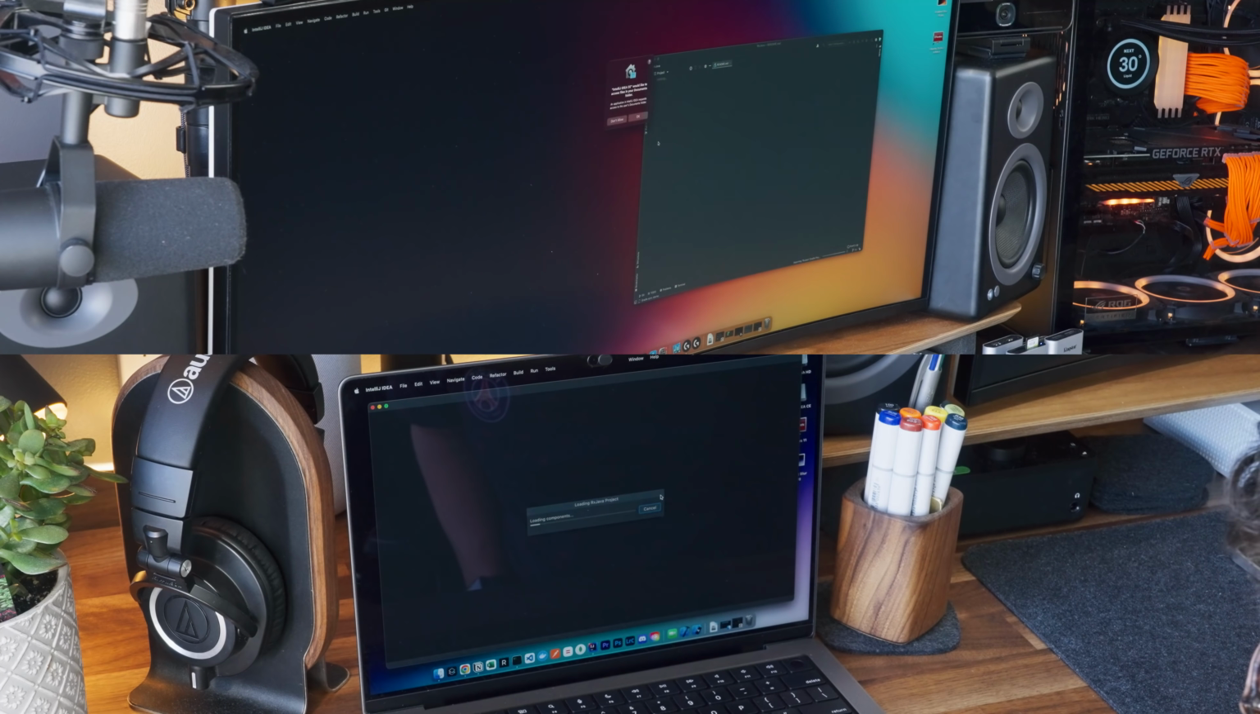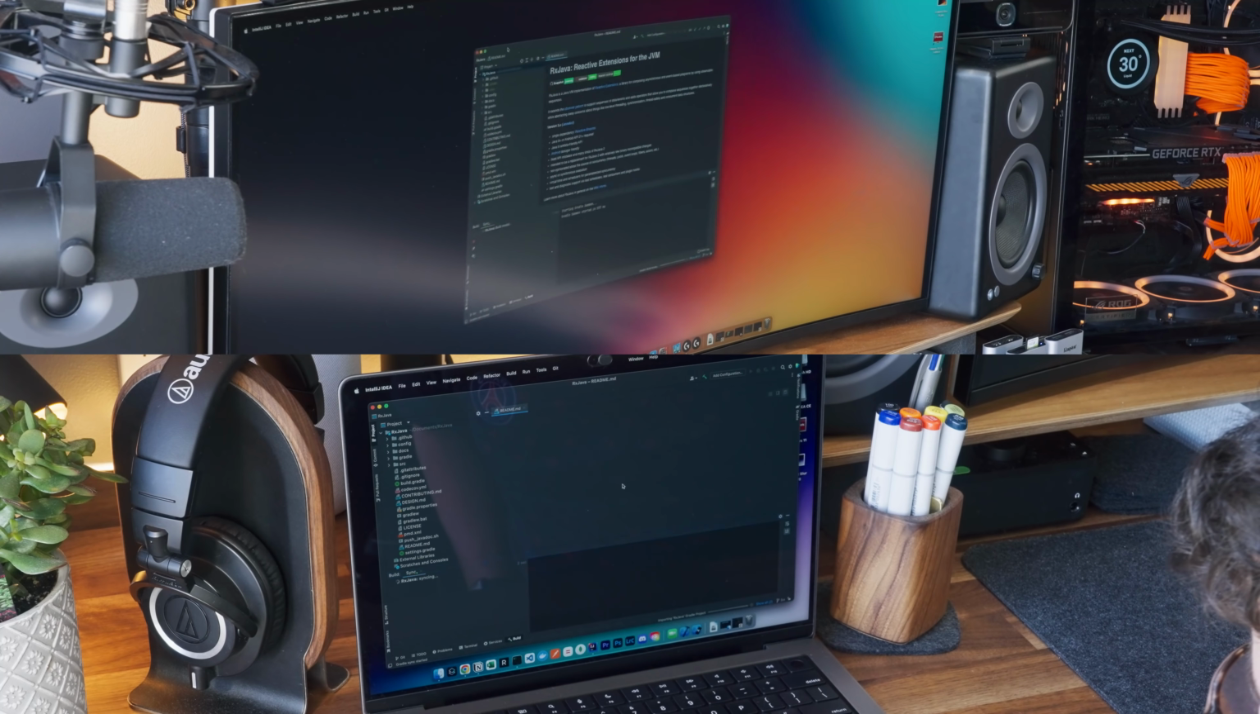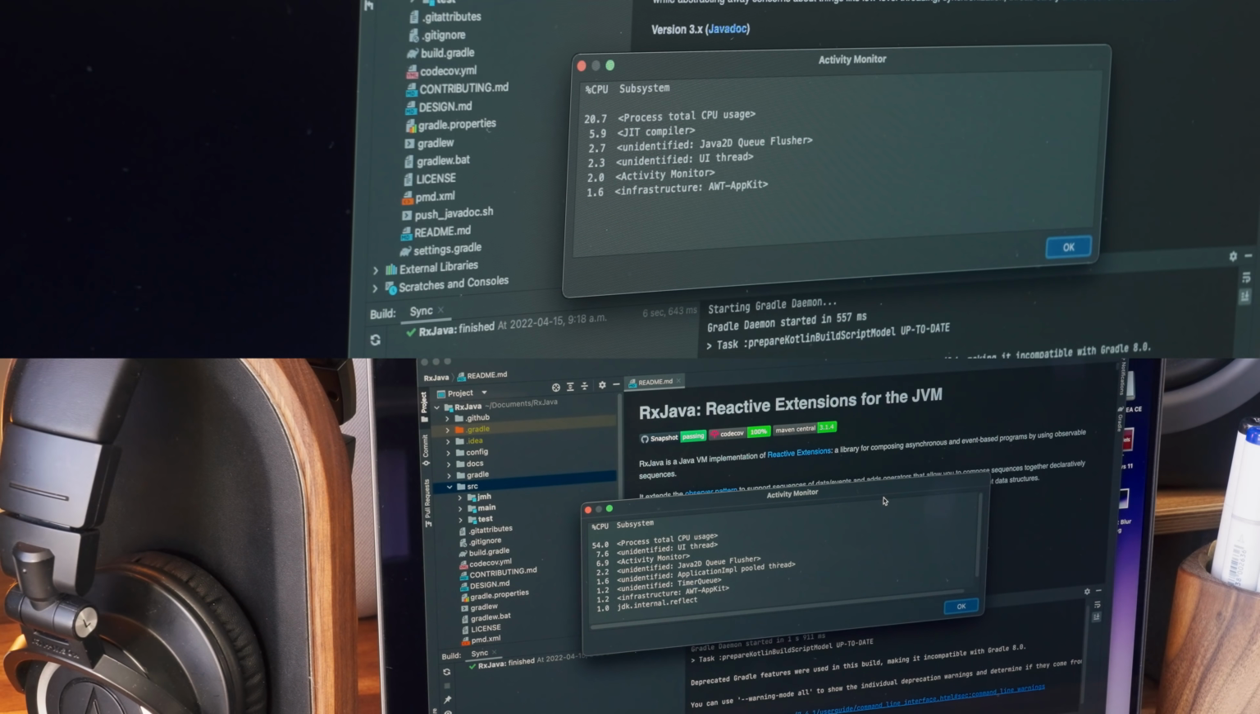When it comes to opening the project itself, both machines are very similar, providing both projects were used prior. Within the project, the Activity Monitor on both machines yields very different CPU usage.